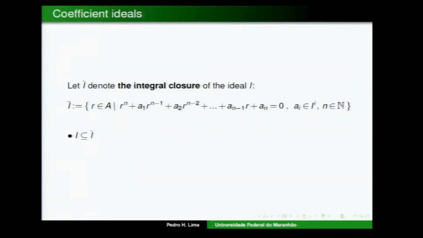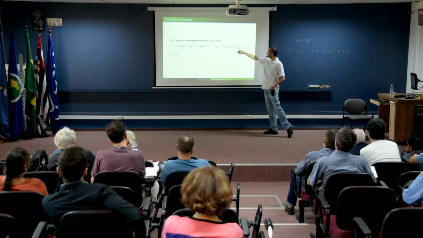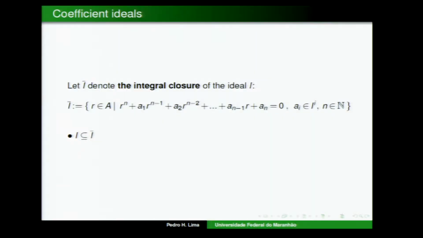Well, a very important ideal that contains I is the integral closure of I. If you see its definition, it's very similar to the one that we find in extensions of rings, except that here we impose that the coefficients belong to powers of the ideal I. Okay?